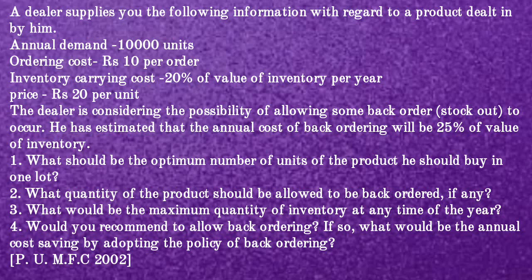First question, what should be the optimum number of units of the product he should buy in one lot? Second, what quantity of the product should be allowed to be back ordered, if any? Third, what would be the maximum quantity of inventory at any time of the year? Fourth, would you recommend to allow back ordering? If so, what would be the annual cost saving by adopting the policy of back ordering? This question was asked in PU MFC 2002.